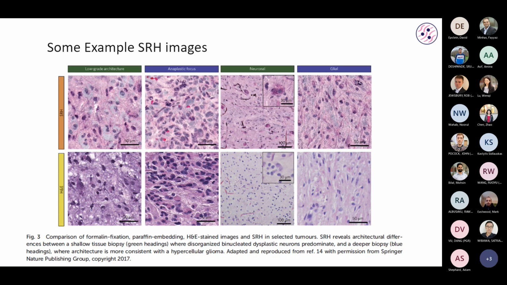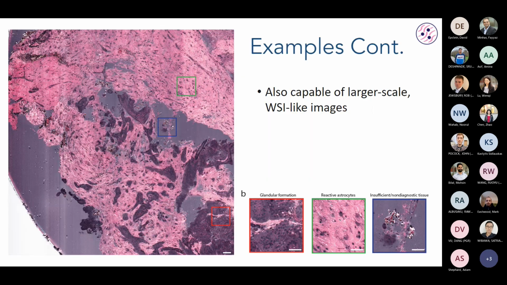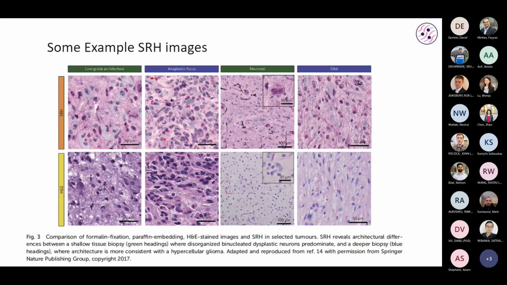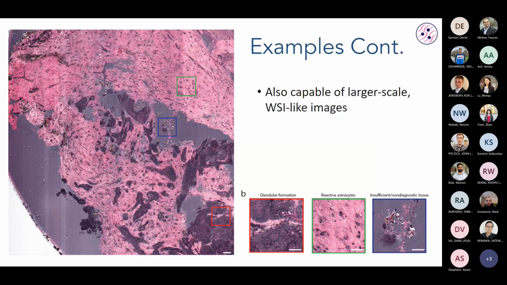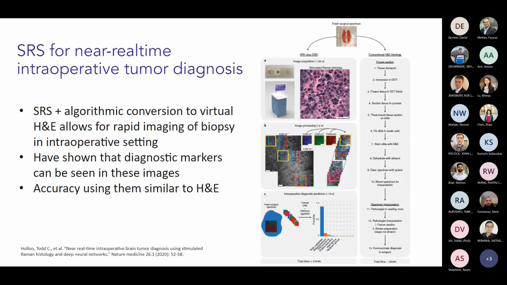So yeah, just another example of a larger scale image using the same technique, with some smaller examples taken from a few particular regions in there. So that's just to show it's capable of larger scale imaging as well.